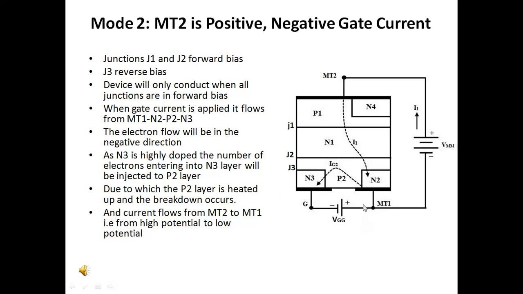As N3 is highly doped, in this case, the number of electrons entering into the N3 layer will be injected to the P2 layer, due to which the P2 layer is heated up and the breakdown occurs. Once the breakdown has occurred, the J3 junction will be in forward bias and the current flows from MT2 to MT1 terminal, that is from high potential to low potential.